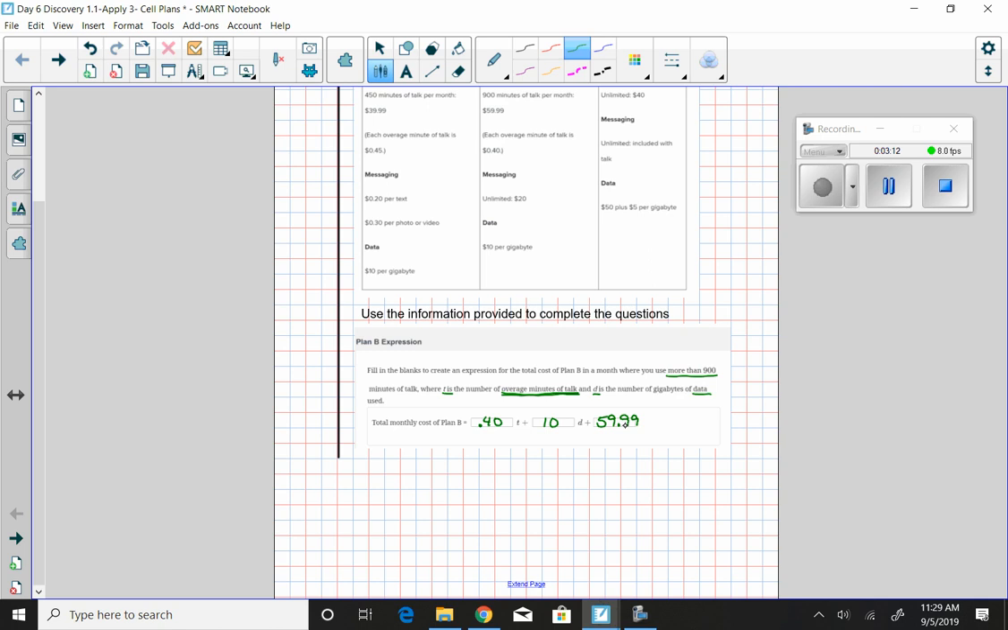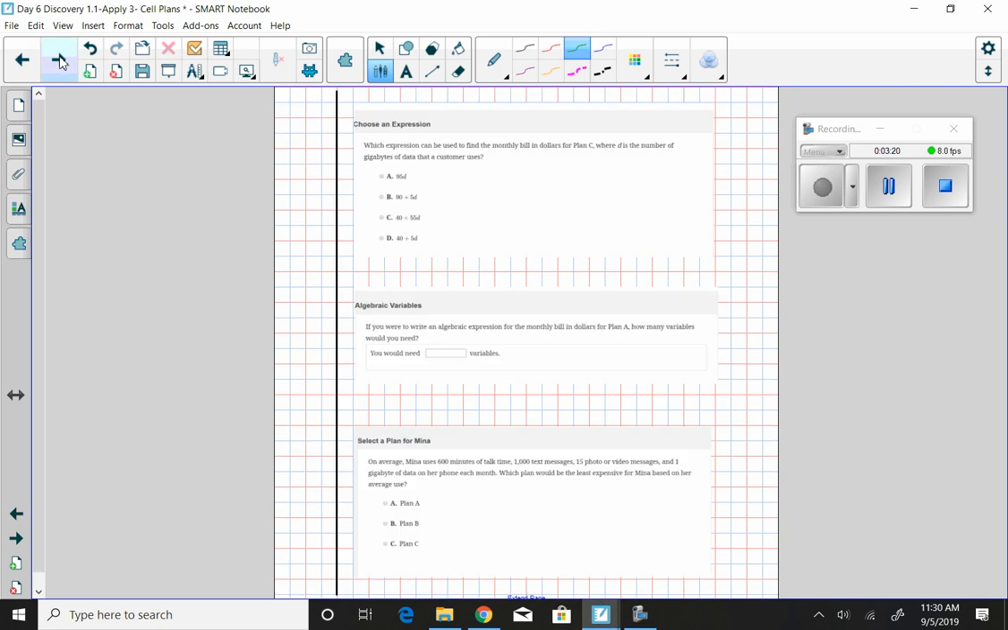All right. So next we've got to figure out what would be the right equation for Plan C. So do me a favor, go ahead and glue this one in as well. Okay, so pause.